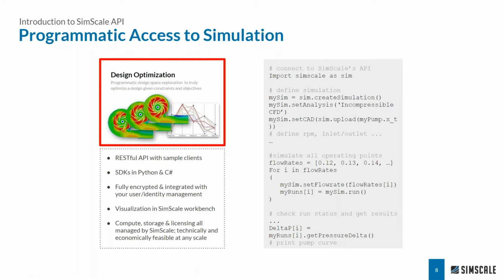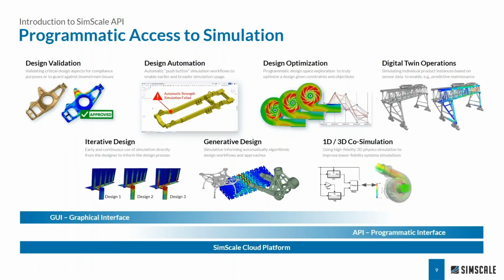And a simple programmatic access is provided to couple or integrate simulation in SimScale with CAD design tools, PLM software, 1D codes, 2D codes, you name it. And that's what you see in the slide here, the different use cases for SimScale's API. Through the programmatic interface, you can integrate cloud-native simulation into early-stage design exploration, maybe predictive maintenance, 1D, 3D co-simulation, or design validation for compliance purposes.